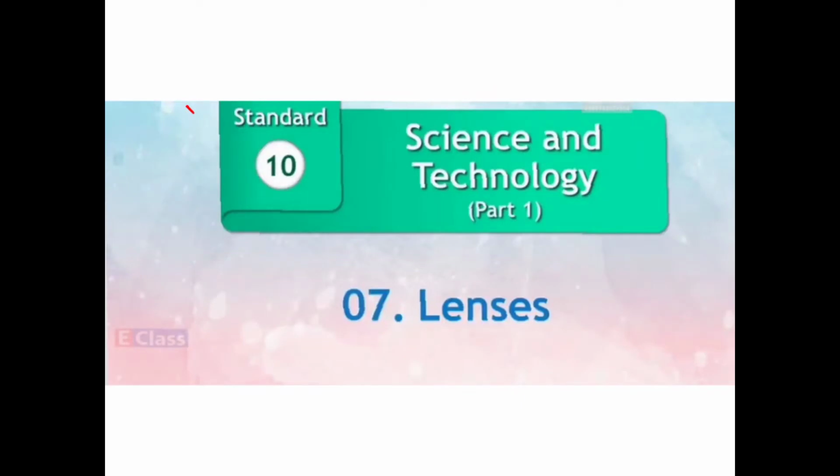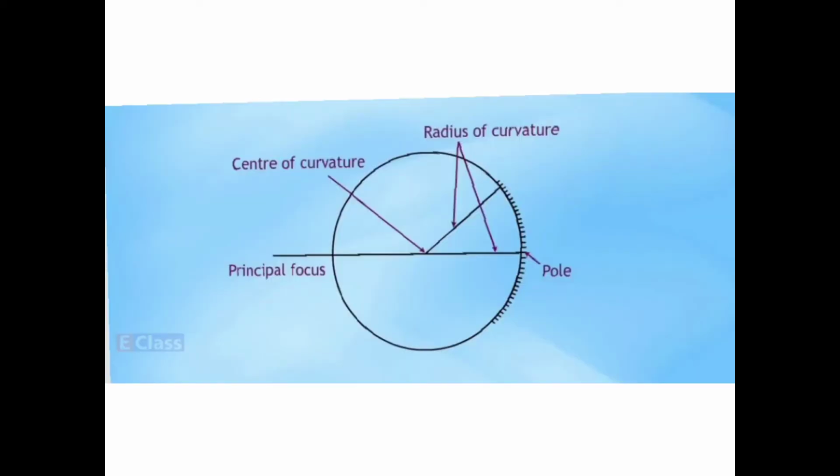Let us begin with the chapter lenses. We have chapter number 7, lenses. Now, this lenses chapter, we are going to correlate with the spherical mirrors. We had studied about the spherical mirrors last year. So, let us revise some of the terms which we studied in spherical mirrors.